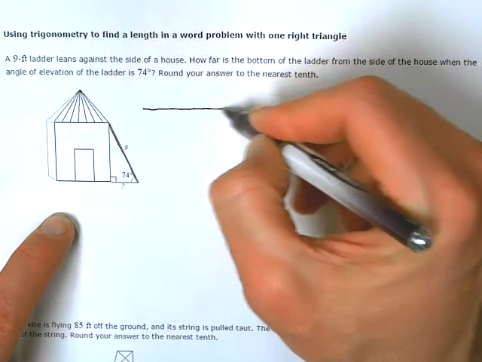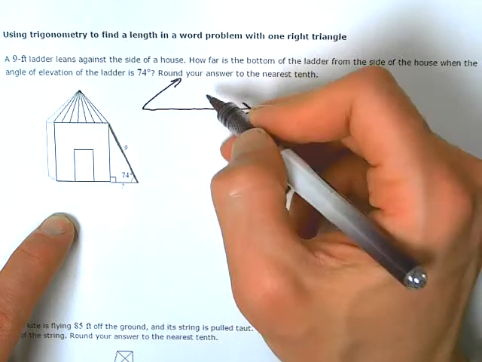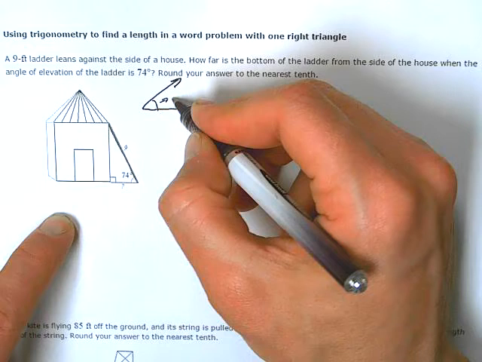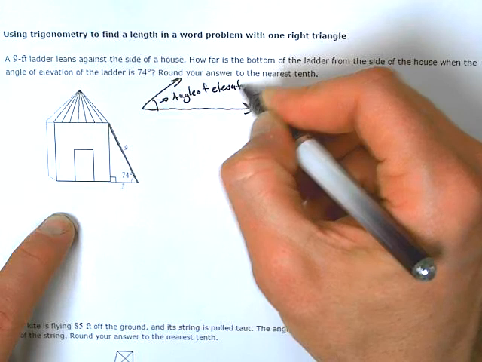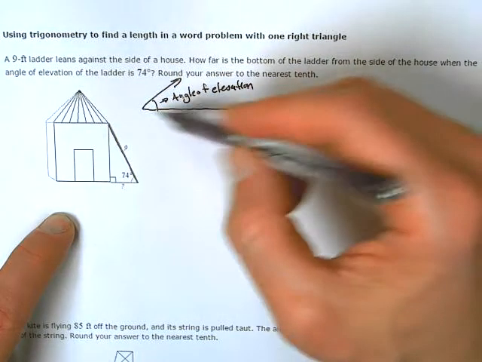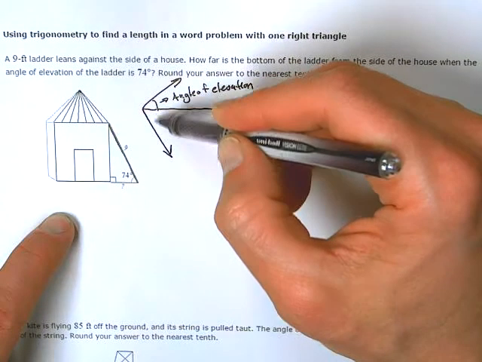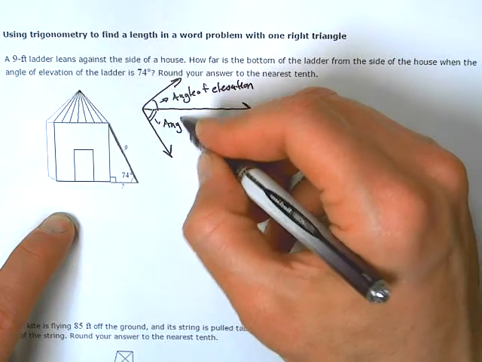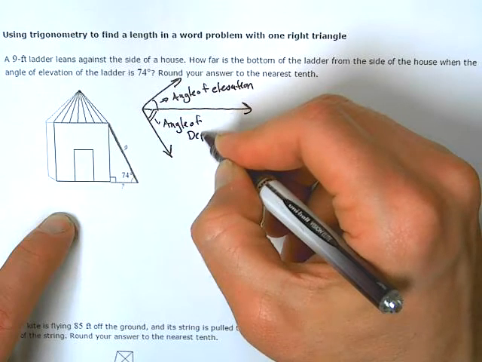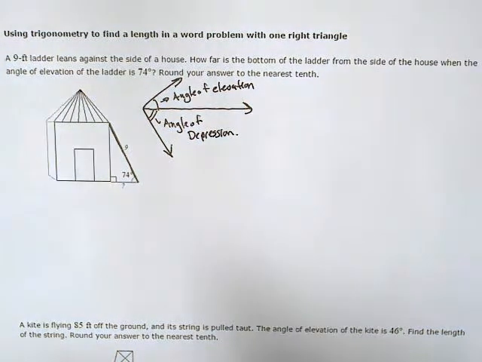When you have a horizontal line and another line going up from that horizontal line, the angle that's made right here is called an angle of elevation. And if you have the horizontal, but you make another line of sight going downwards, this angle here is called an angle of depression. So keep in mind, angle of elevation is looking upwards from horizontal, angle of depression is looking downwards from horizontal.